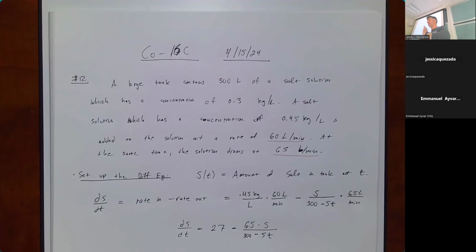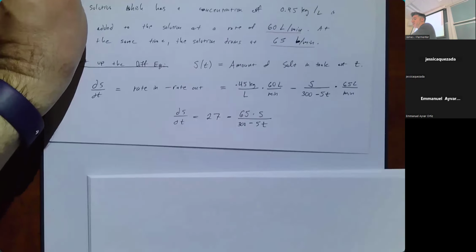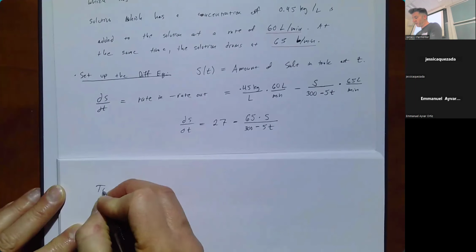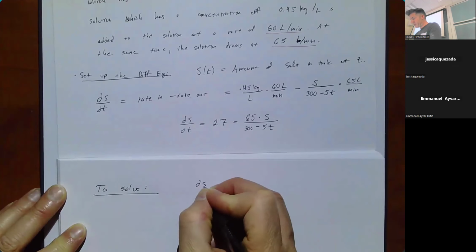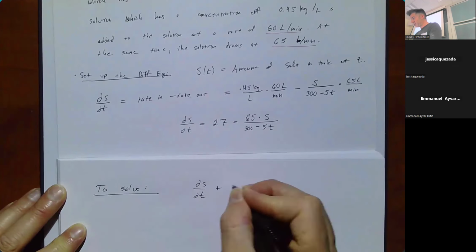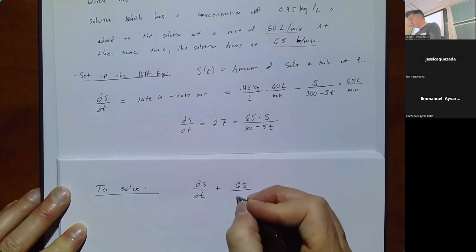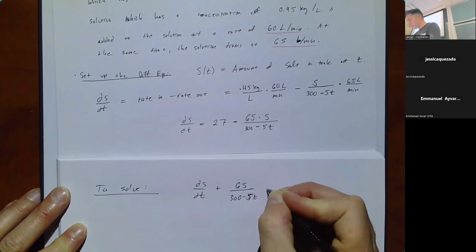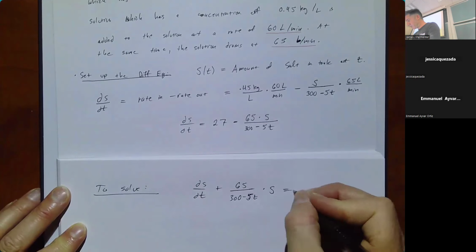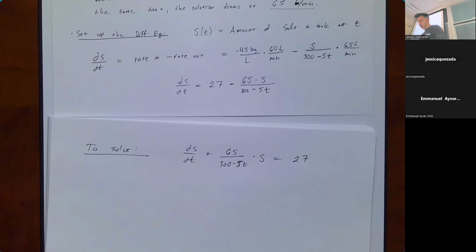We're not going to solve this because it's a little more complicated. But let's talk about how you would set up the solving, although we're not going to finish it. To solve, we would rewrite this as ds/dt plus 65 over 300 minus 5t, times s, equal to 27. And so this is the usual kind of setup.